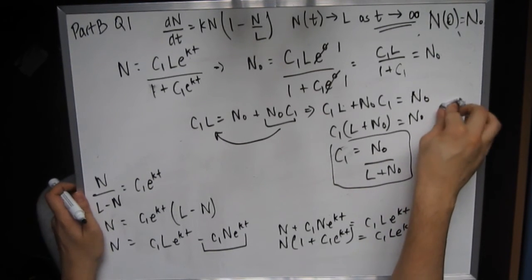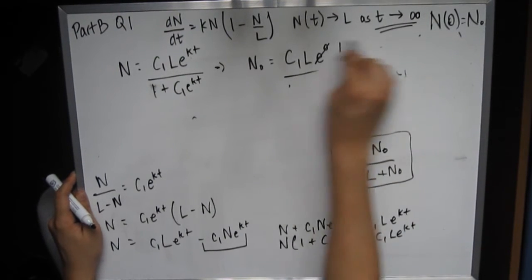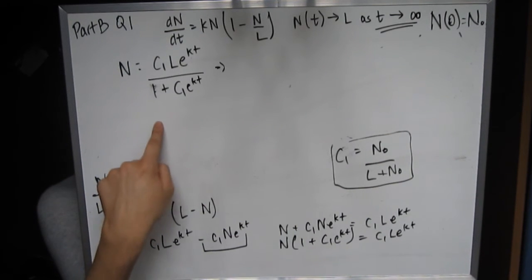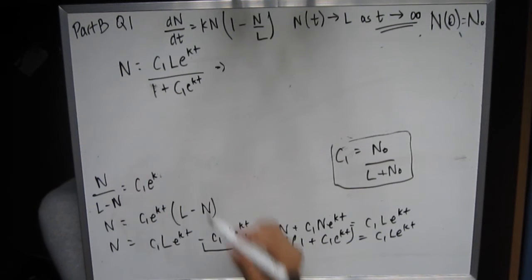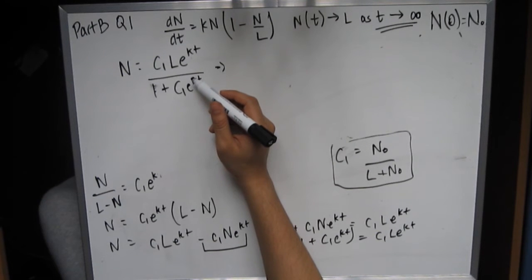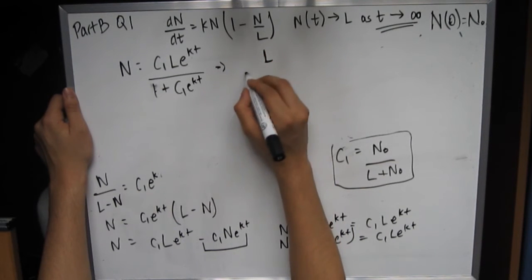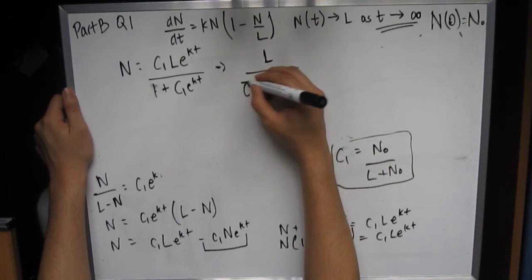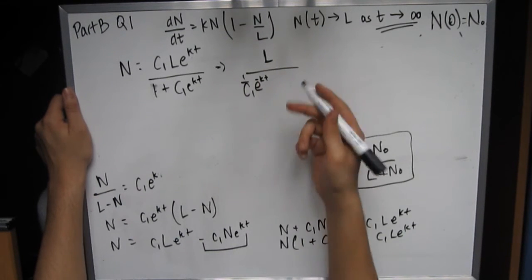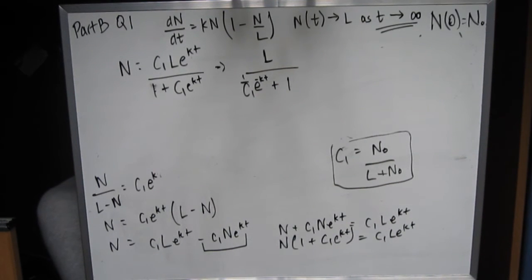Now it does look really complicated, so I'm just going to go ahead and erase all this. Our best bet would be to actually do something they did in the solutions, which I didn't do, but it's a good idea, which is divide everything by C1 e to the kt. So you get L on top and 1 over C1, e to the negative kt, because it's dividing, plus 1. So that really makes your equation slightly easier.